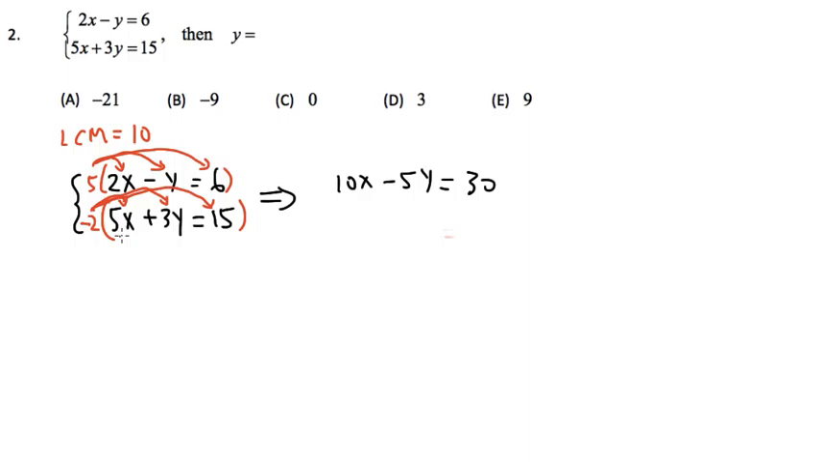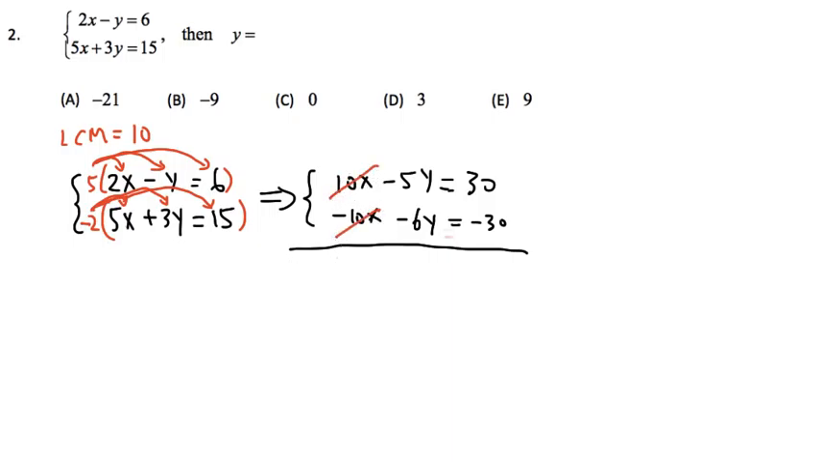Negative 2 times 5x is negative 10x. Negative 2 times positive 3y is negative 6y. That will be equal to negative 2 times 15, which is negative 30. So we produce these two equations. And the good thing is that you see 10x and negative 10x. The moment we combine these two equations, this will cancel each other out.